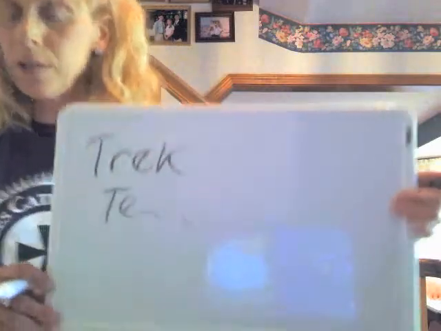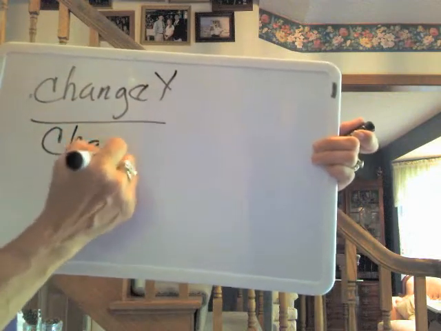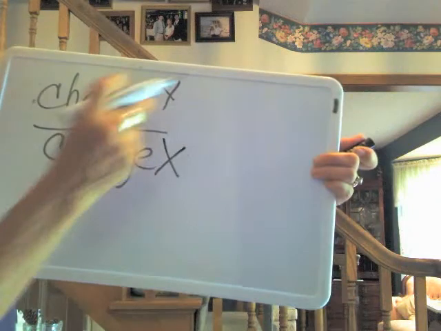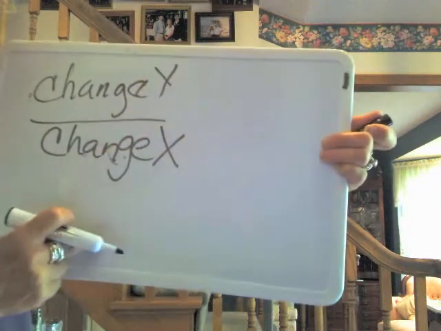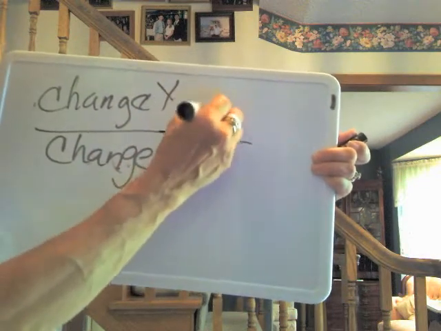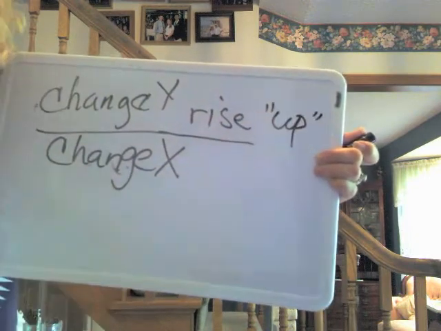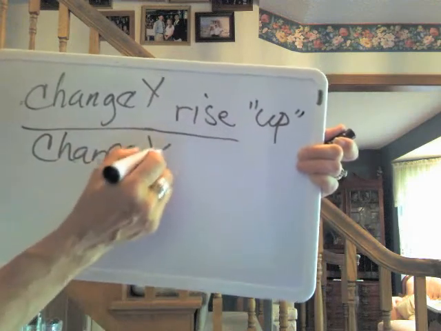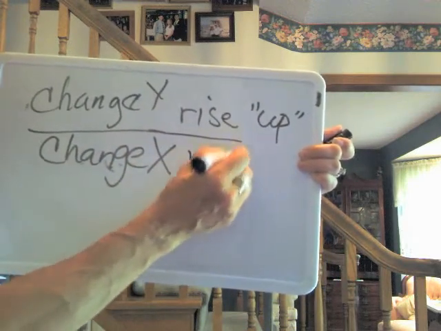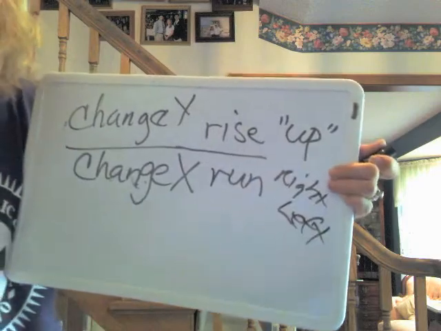Here we go. When you find slope, let me erase this, you're really finding the change in y over the change in x. What happened to your y? How did it change from one point to the next? And your x, how did it change? Remember, your y is the rise, so that's going to be an up or a down direction. Your x is the run, so that's going to be a right or a left direction, and we'll get into that a little bit more.